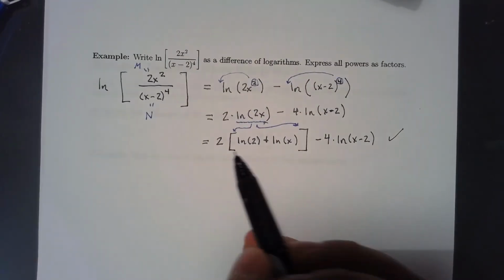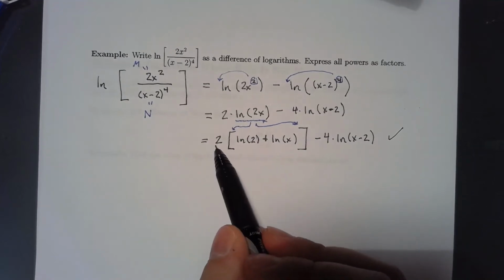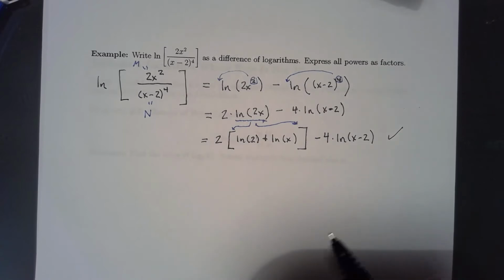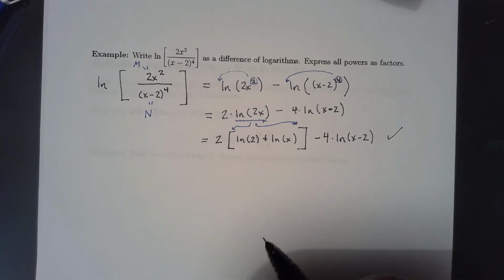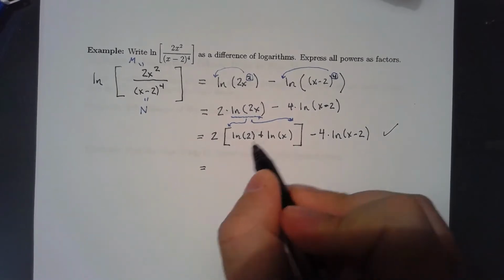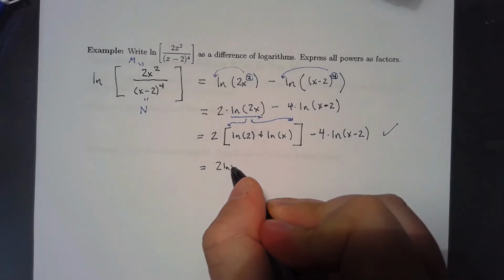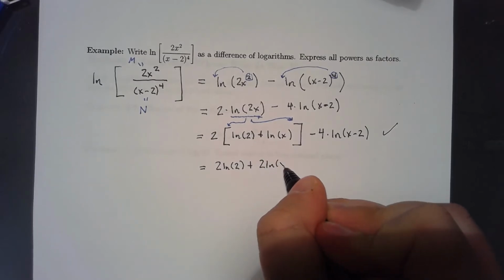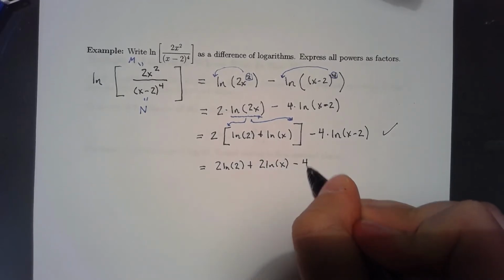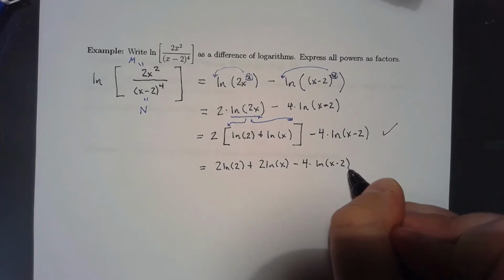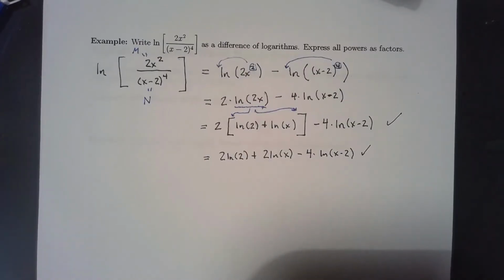So, if you want to distribute the 2 here, you could. You could just distribute the 2 here if you wanted to keep going with that. There's nothing wrong with that. You could stop here, or you could keep going and just distribute the 2 here and write 2 times the natural log of 2 plus 2 times the natural log of x minus 4 times the natural log of x minus 2. Either one works fine.